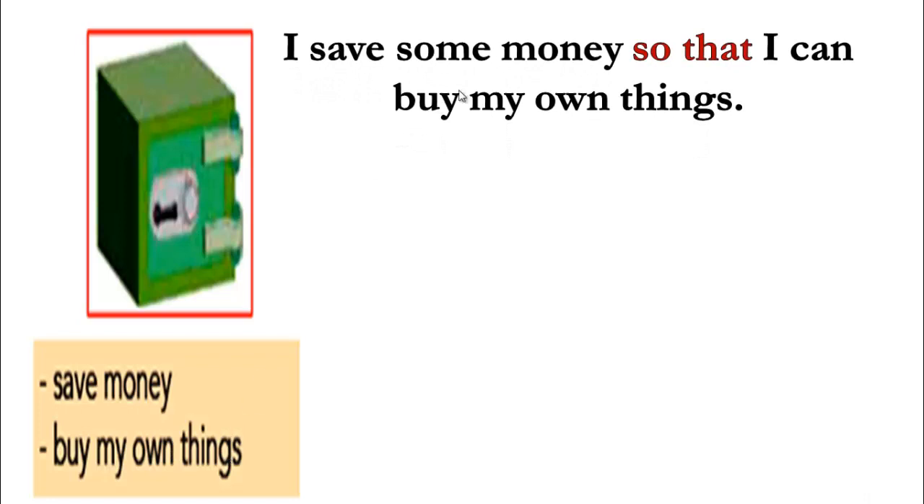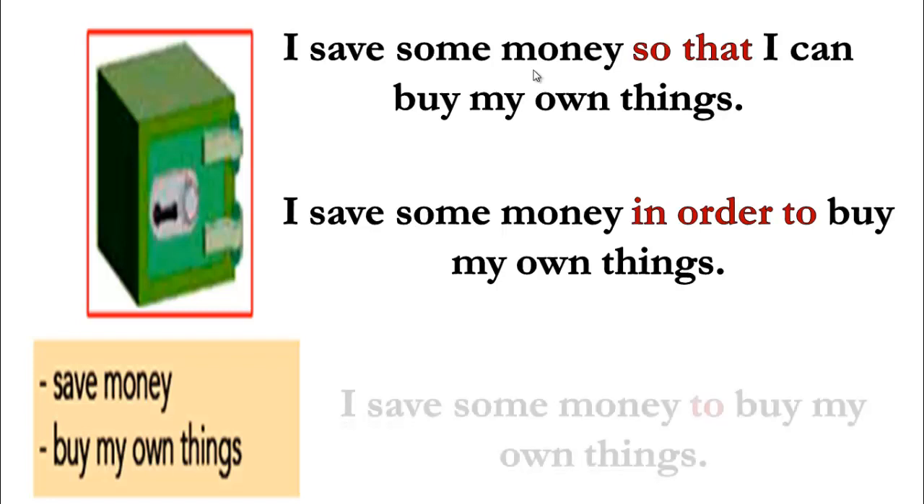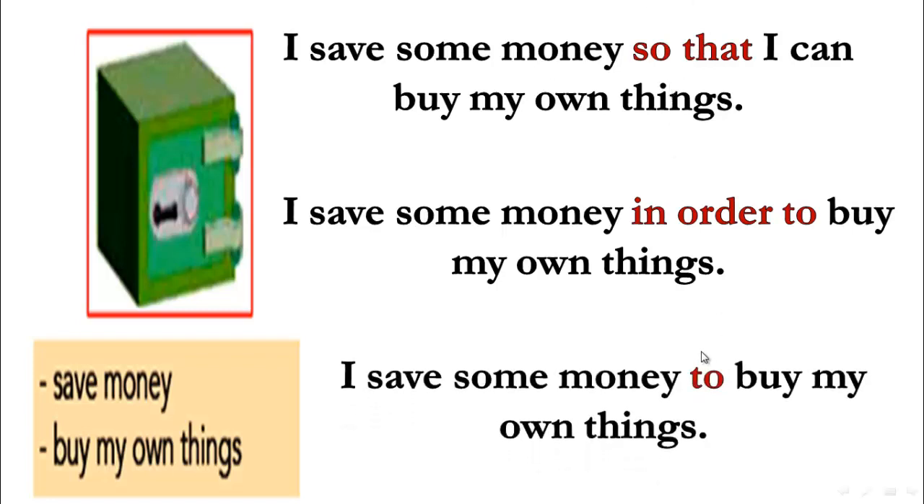Second one, save money, buy my own things. I save some money so that I can buy my own things. This is the purpose. Why do I save money? So that I can buy my own things. If you are going to use in order to, we are going to remove I can. So it becomes what? I save some money in order to buy my own things. The same as to: I save some money to buy my own things.